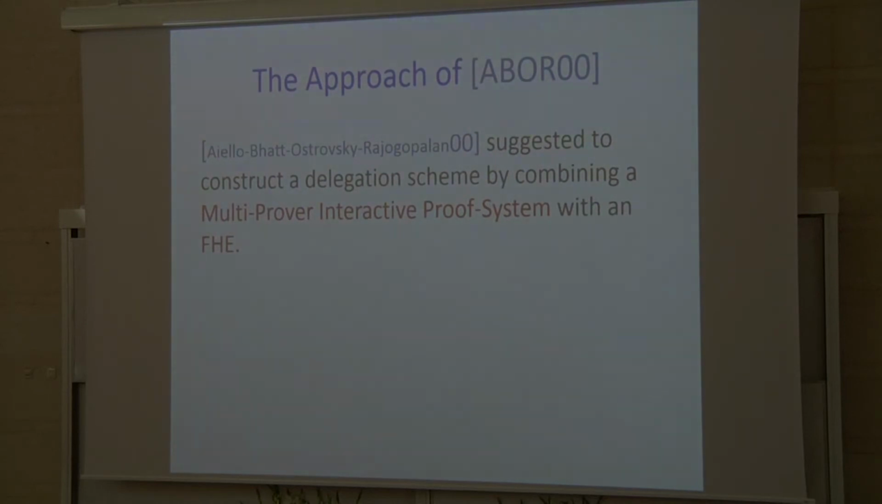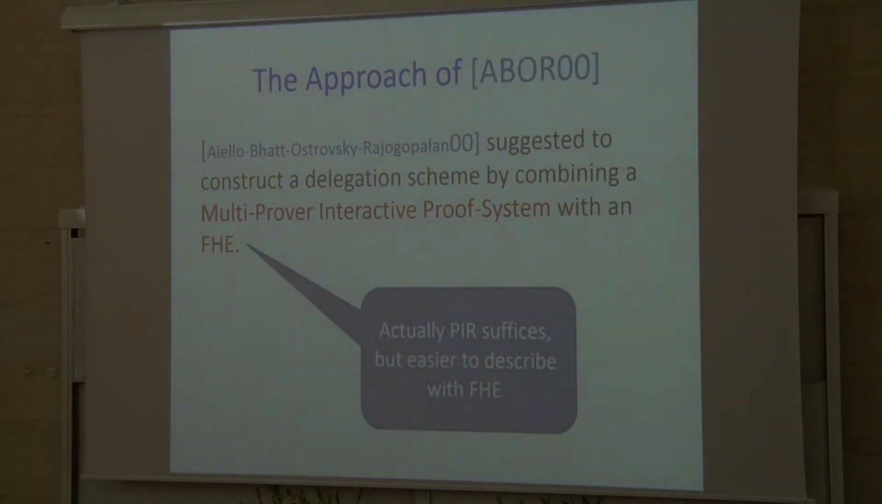Okay, and I want to tell you a little bit about how we achieve this. Our starting point is a protocol suggested by Aiello, Bhatt, Ostrovsky, and Rajagopalan, who suggested a very natural way to combine a multi-prover interactive proof system together with a fully homomorphic encryption scheme to obtain a delegation protocol. Okay, and I want to start off by quickly reminding you what these two objects are, an MIP and an FHE. And actually, instead of an FHE, you can put private information retrieval, but it's going to be easier for me to describe it using FHE.